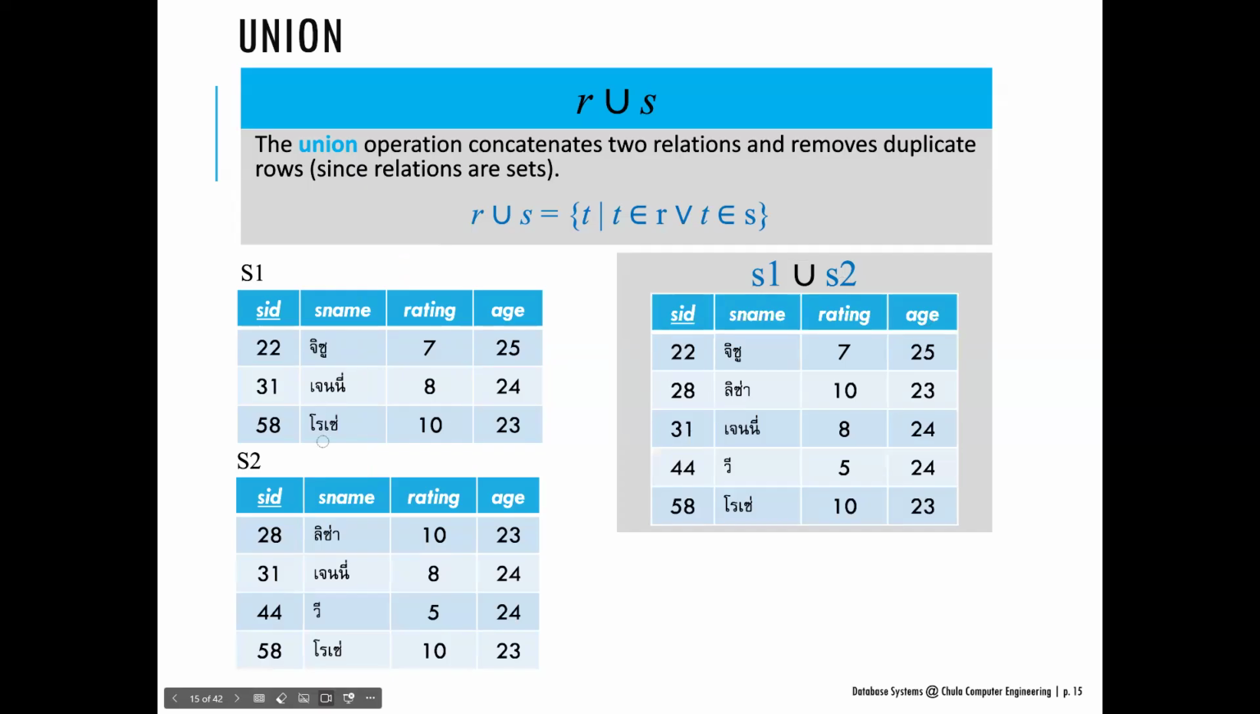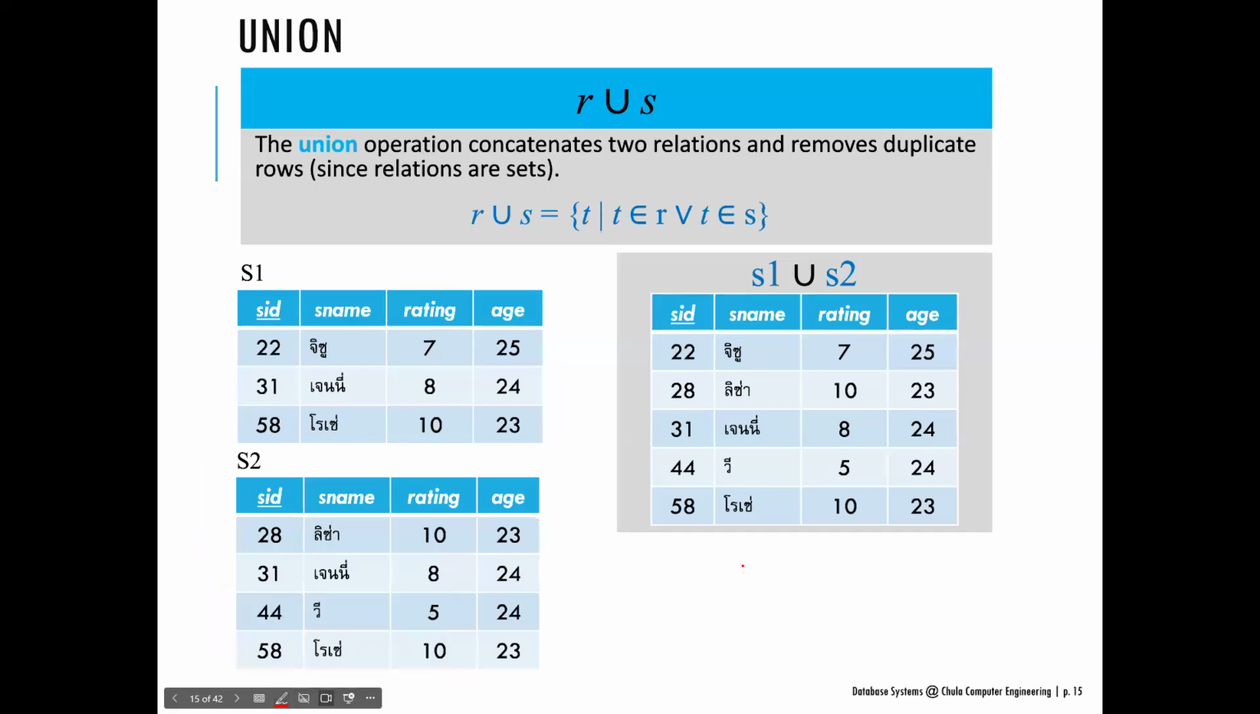Now I have 3 there, I have 4 here, but how come there are only 5 in the results? Because if you have duplicates, the duplicates will be discarded, right? Some of the rows look exactly the same. So you have this 31 here and 31 here, 58 here and 58 here. One is discarded, so you have just 5 there.